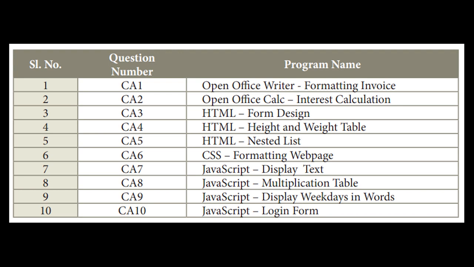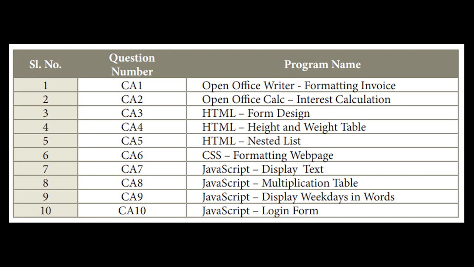Okay, so the first program is OpenOffice Writer. Here you will be creating an invoice in OpenOffice Writer. When you buy something, you get a bill, right? So here you are going to design a bill using OpenOffice Writer. That bill or invoice, the whole thing will be given in the question itself. The same thing you will design in OpenOffice Writer on the computer. Whatever is given in the question paper, you will type those things there.